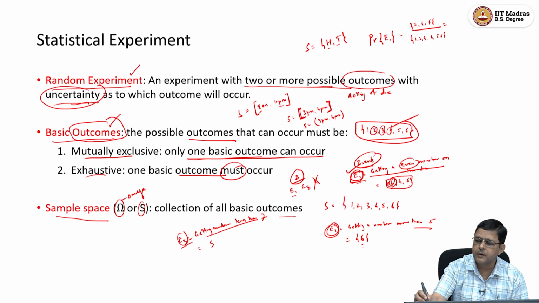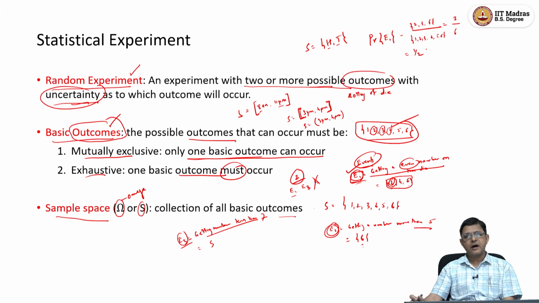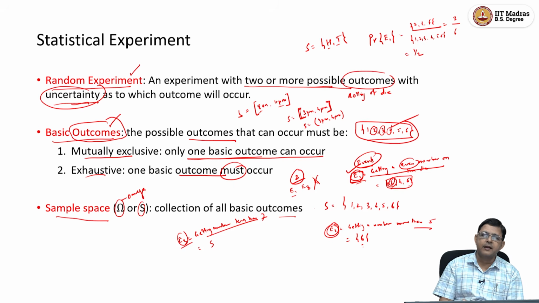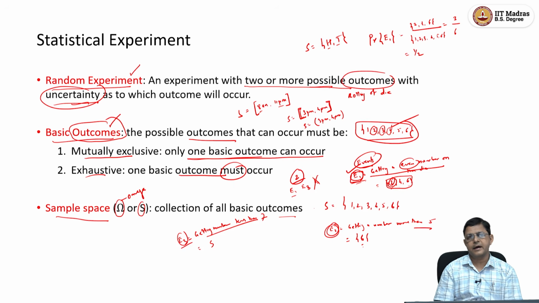How many elements in the numerator? 3 elements in the numerator. How many elements in the denominator? 6 elements in the denominator, and therefore what is the probability of event E1? Probability of event E1 is half. Why is it called classical probability? It is called classical probability because I can tell you that the probability of event E1 is half even without conducting an experiment. I don't have to roll a die.